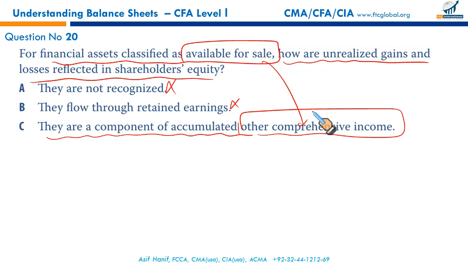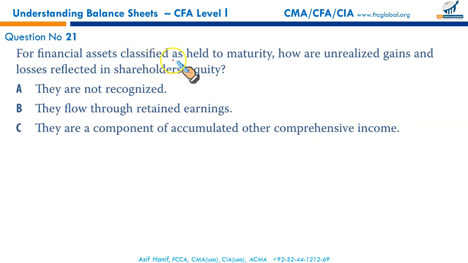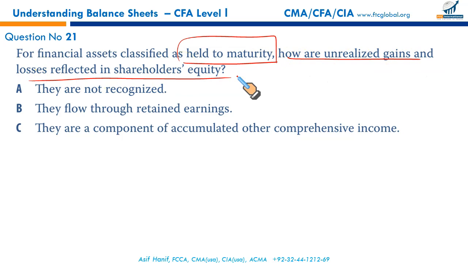So remember, available for sale debt securities or redeemable preferred stock, if reported as AFS, any gain and loss would go to the other comprehensive income. Next, for financial assets classified as held to maturity, how are unrealized gains and losses reflected in the shareholders' equity? We discussed this a little while ago. Those securities, of course, held to maturity can only be bonds.